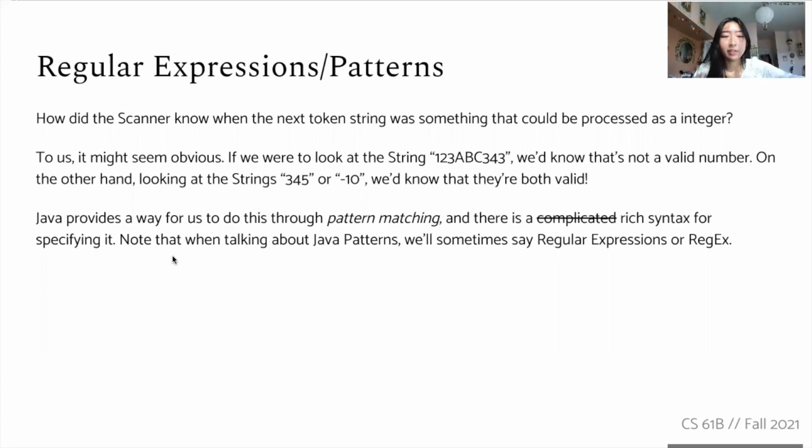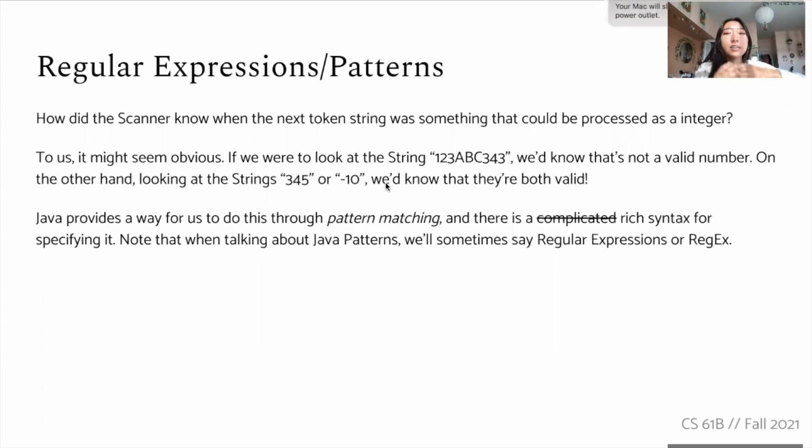To us, it might seem pretty obvious as humans, right? If we look at the string 1, 2, 3, ABC, 3, 4, 3, we know that's not a valid number because there's these letters in the middle. And on the other hand, if we look at the strings 345 or -10, we'd know that they're both valid, and these strings could actually be numbers. But there's all sorts of variation in what a valid number could look like, right? It could have a negative in the front, it could have a decimal point, it could be any length, whatever. And so it's like, how do we know when these things look like or match the pattern for what a real number should look like?